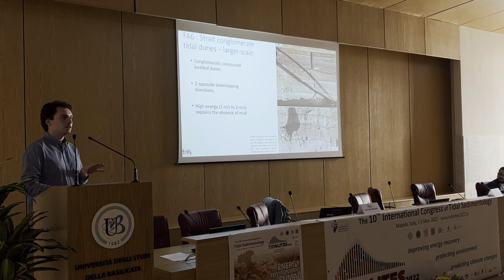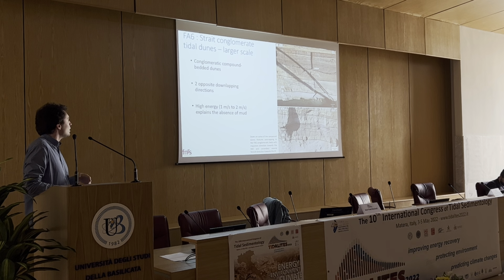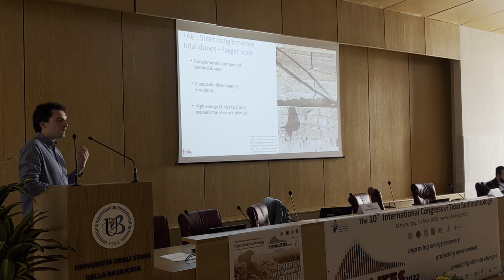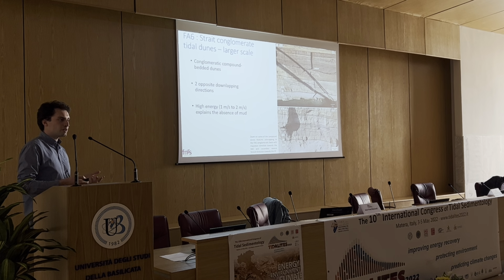And since we didn't find any mud in the sedimentological section that we made, and due to the fact that they are conglomeratic material, we suppose that it was a high energy environment. And in a microtidal context, having such a high energy environment is mainly only possible due to the presence of a strait. And the presence of a strait is emphasized by the fact that we have two downlapping directions, with one being more important than the other. So that's for the structures you can see in the northwestern part of the canal.